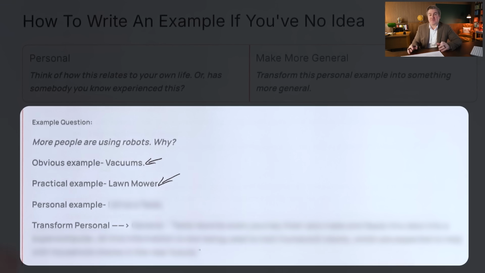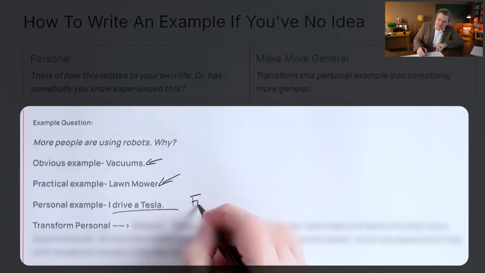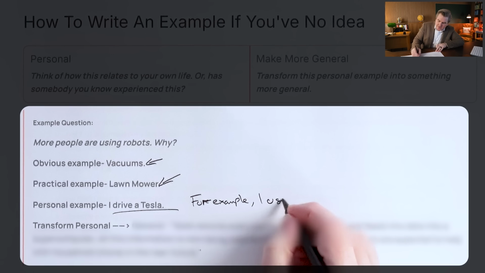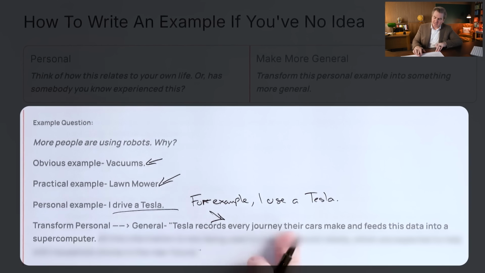I said, is there anything from your own life that is a machine that uses AI? She said, I drive a Tesla. Great. So you have a machine, which is basically, Tesla cars are basically robots on wheels that use AI to drive themselves. So could she say, for example, I use a Tesla? No, we change it to this. For example, Tesla records every journey their car makes and feeds this data into a supercomputer. You drive a Tesla, so what?